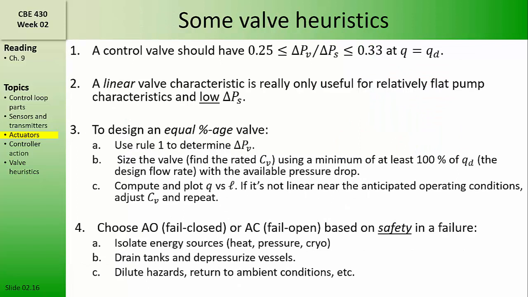In a failure, we generally want to isolate energy sources. We would want to shut off the flow rate of things like steam heat, or high pressure fluids, or cryogenic liquids. In a failure, we generally want to drain tanks and depressurize vessels. We also want to dilute hazards and return to ambient conditions. So depending on how we want the process to behave in a failure, we will select either an air to open, which is fail closed, or an air to close, which is fail open valve.